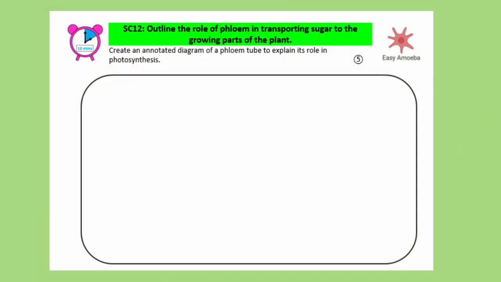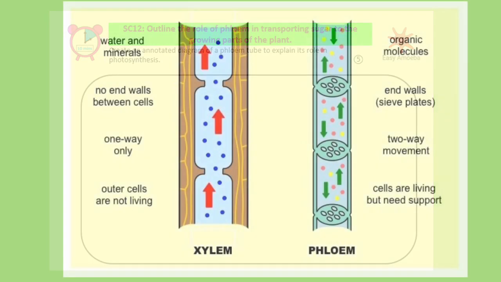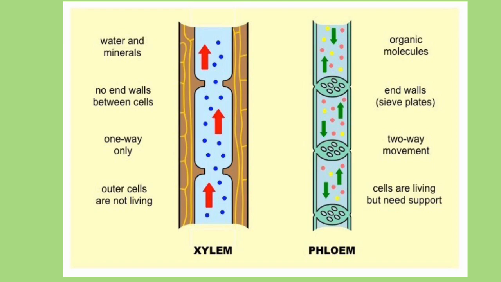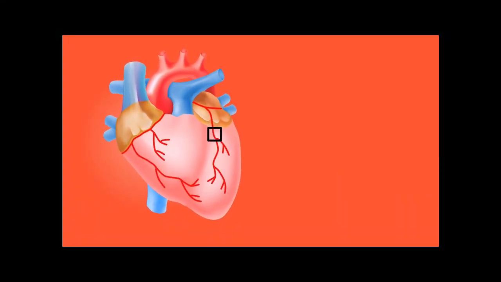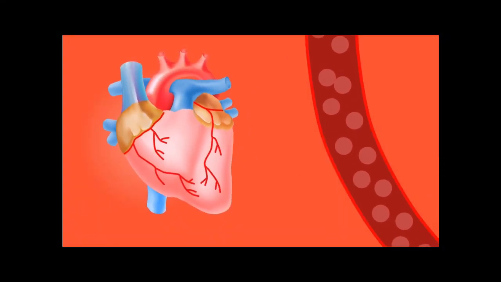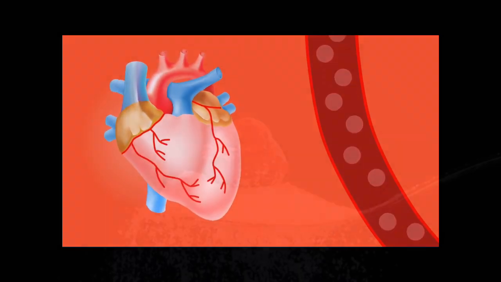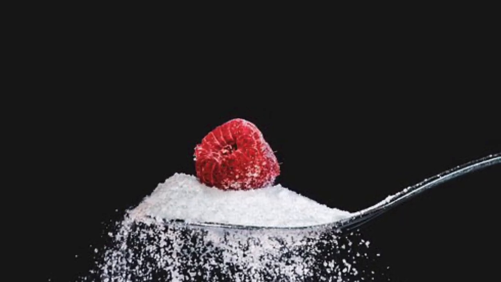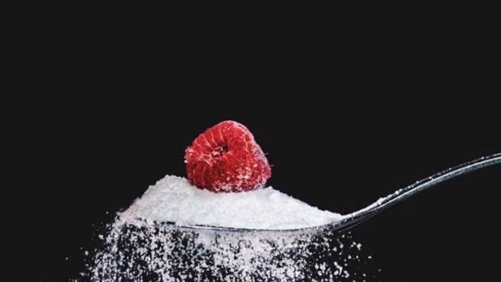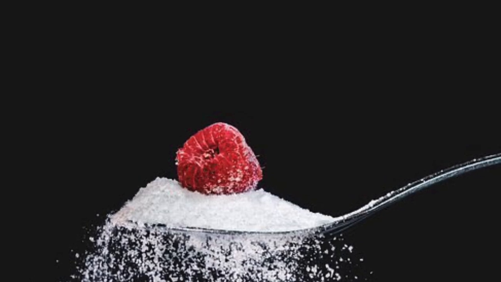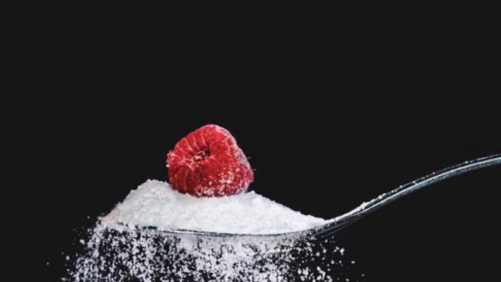Moving on to SC12, outline the role of phloem in transporting sugar to the growing parts of the plant. Here you can see what a phloem tube looks like on the right-hand side. Just like the xylem, the phloem tube is like a blood vessel, i.e. it carries things all round the plant. Unlike the xylem, which carries water to the rest of the plant, the phloem tubes carry the plant sugars to the rest of the plant.